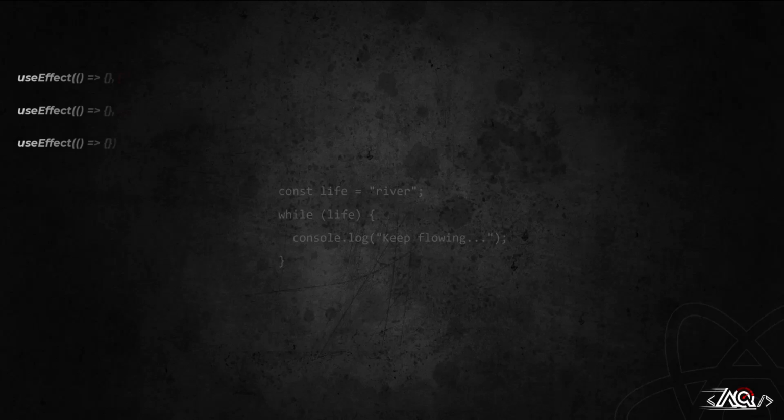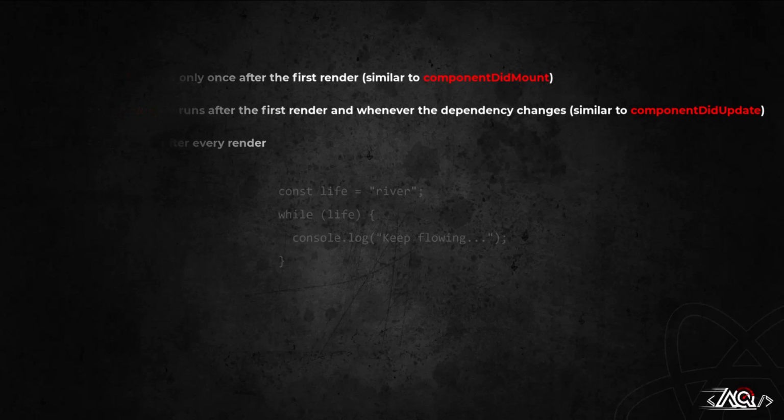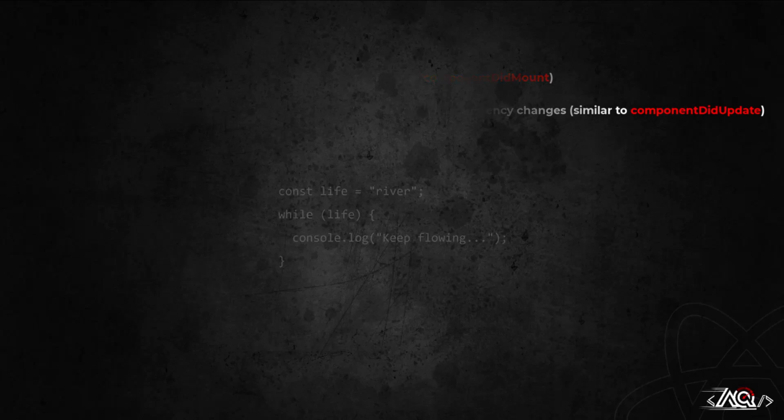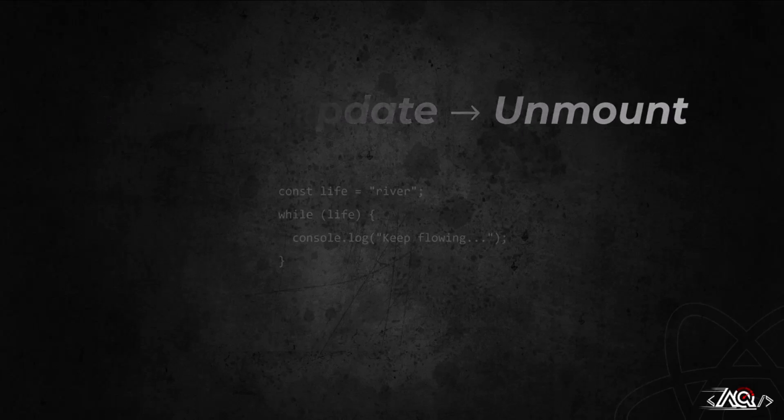The behavior of useEffect actually depends on the dependency array. Also, if the effect returns a cleanup function, it runs before the component unmounts or before the effect runs again. So the lifecycle still exists, but it's handled through hooks and the dependency array in useEffect. You can think of the lifecycle like this: mount, update, unmount. React simply gives us different tools to react to these stages.